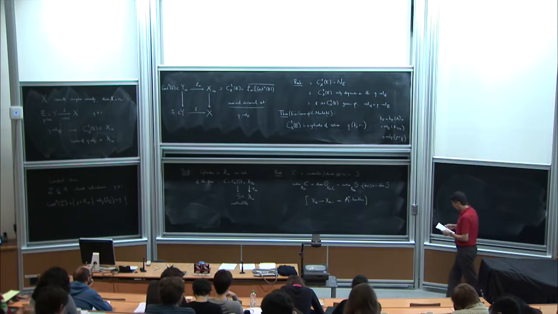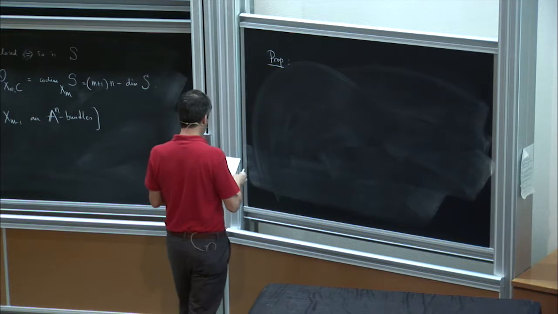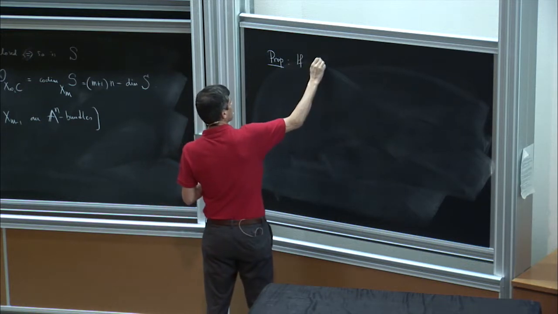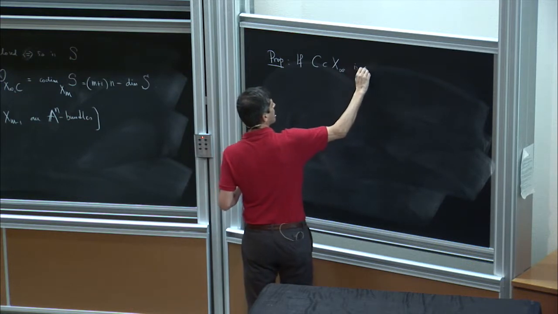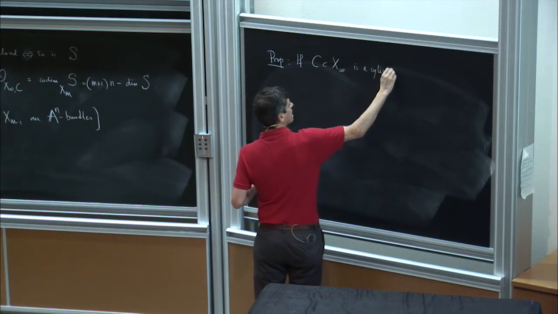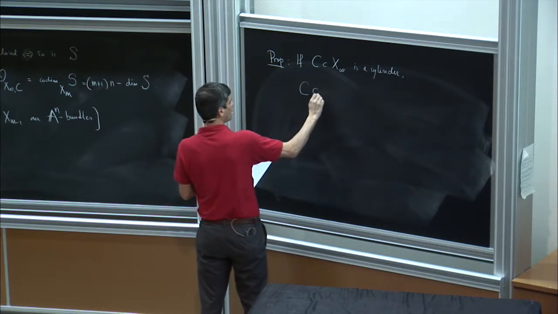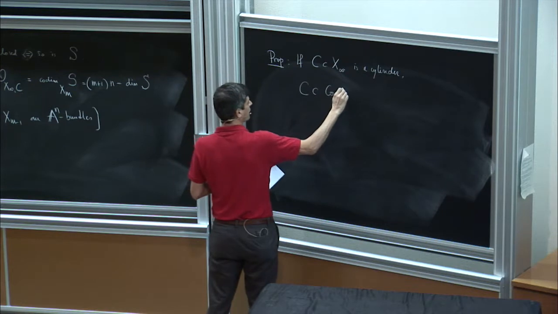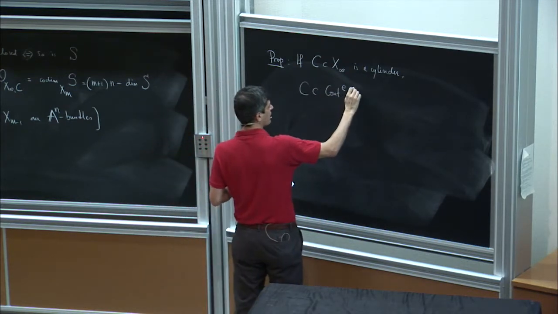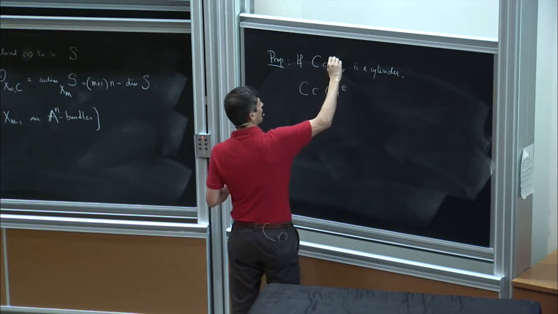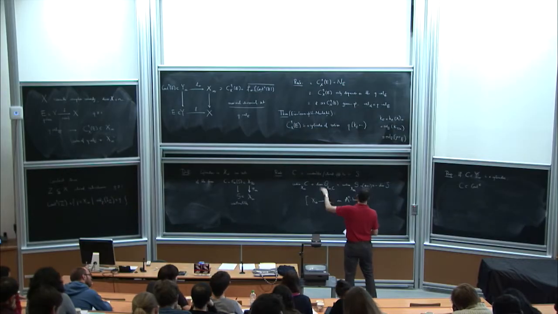So I use the proposition. It says the following. If C is a cylinder inside X infinity, and suppose that C is contained in the following contact locus. You look at the contact locus of order e. This is inside Y, sorry, this is inside Y infinity. So I'm still using that diagram over there.